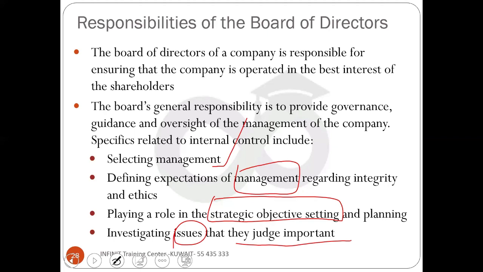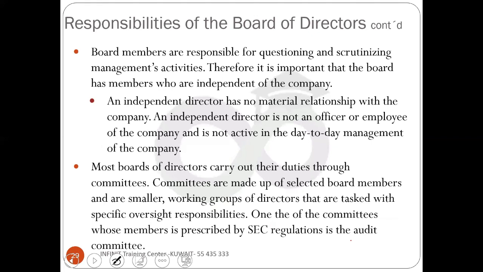Investigating issues that they judge important. So if there is any major issue, then they have the right to do an investigation for that. The board members are responsible for questioning and scrutinizing management activities. So the activities of the management who are running the business will be questioned or scrutinized by the board members. Therefore, it is important that board members are independent of the company.